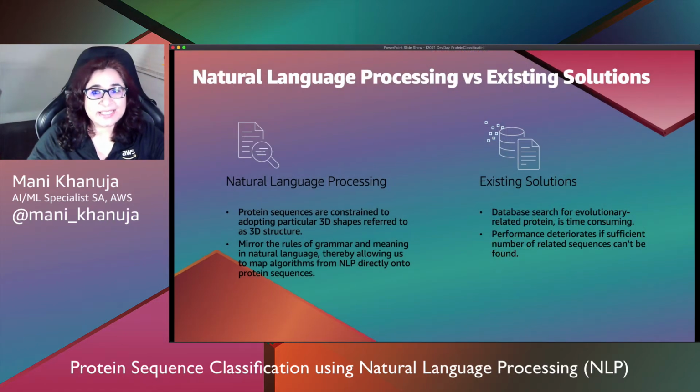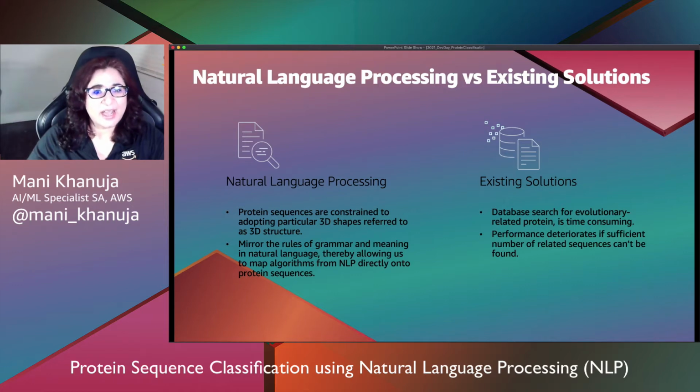So let's understand the challenges that we have with the existing solutions. Currently existing solutions primarily involve doing a database search for evolutionary related proteins. And since the databases are growing exponentially, it's very time consuming. Furthermore, the performance of this solution deteriorates if related proteins are not found. That means there is a need for an alternative solution.